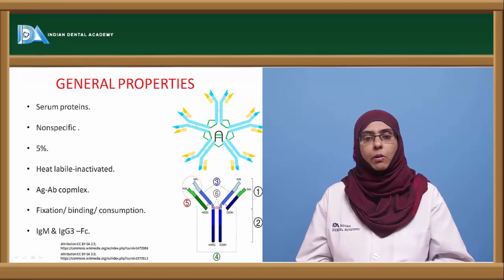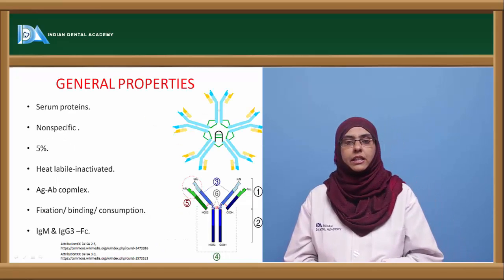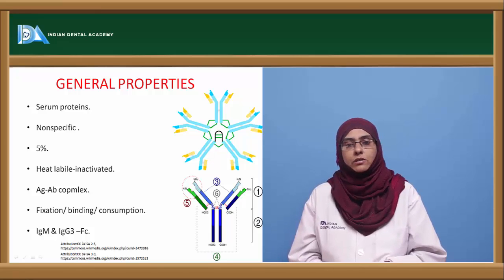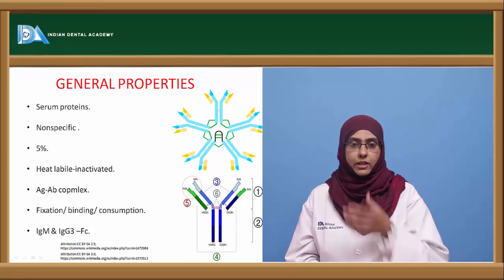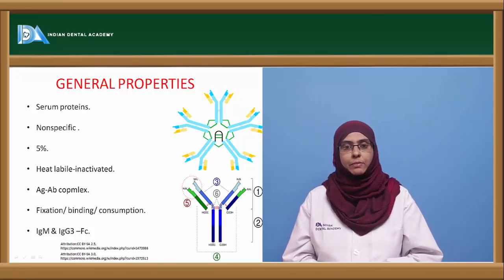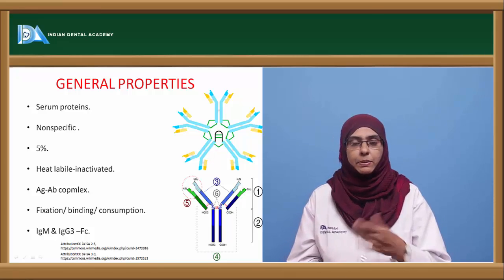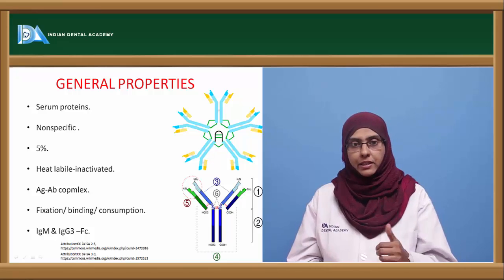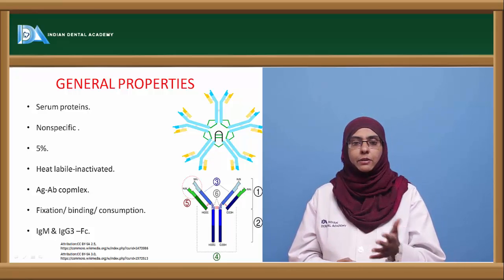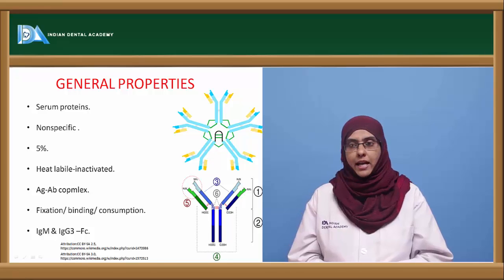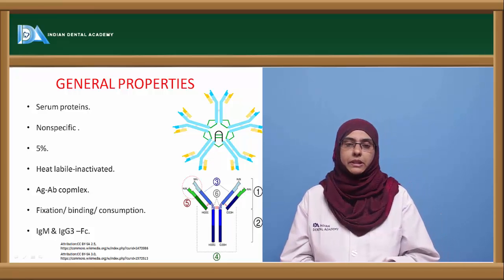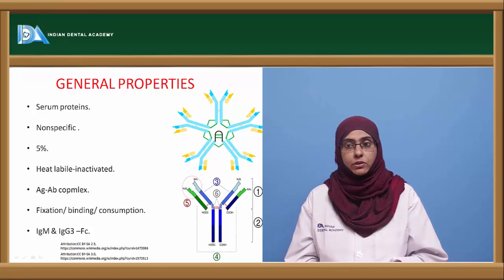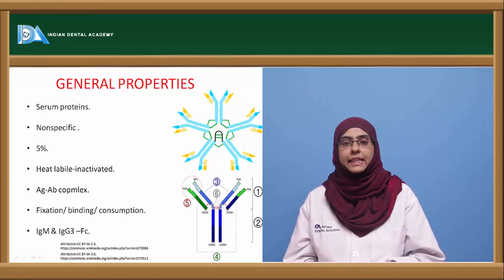Coming to the general properties of these complement proteins, they reside in the serum, and are also called serum proteins. They belong to the non-specific immune response, meaning they belong to innate immunity. They are not specific towards a particular antigen, but they interact only with the antibody that is in combination with the antigen. The amount of these complement proteins present in the serum is about 5% of the total serum, and they are mostly heat labile in nature.